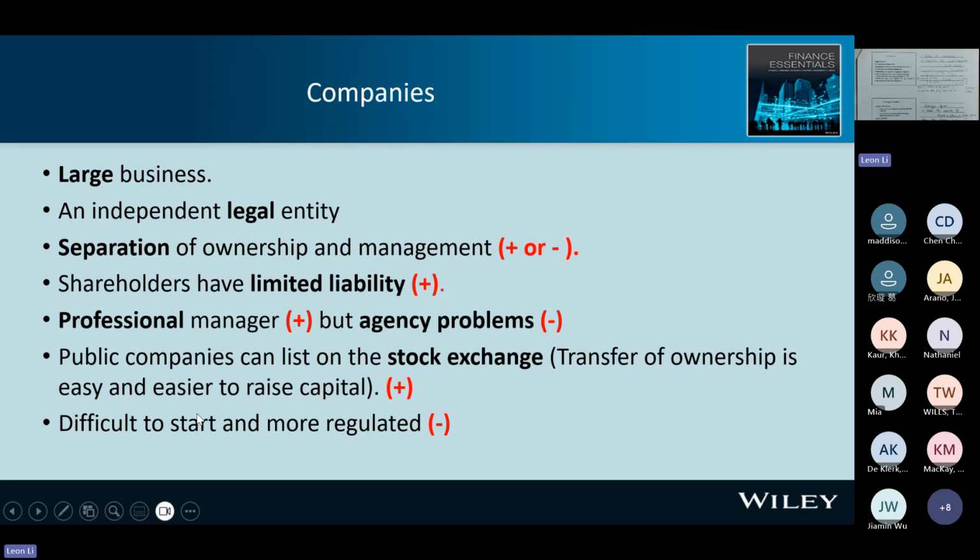Finally, companies are difficult to start and more regulated. To be a company, a company needs to follow a lot of regulation, right? But we don't need to understand the detail. For example, they have to report their financial statements to the public regularly, all right?